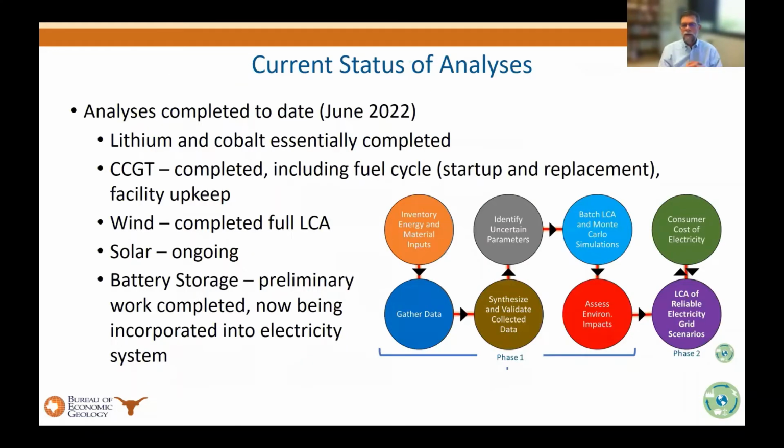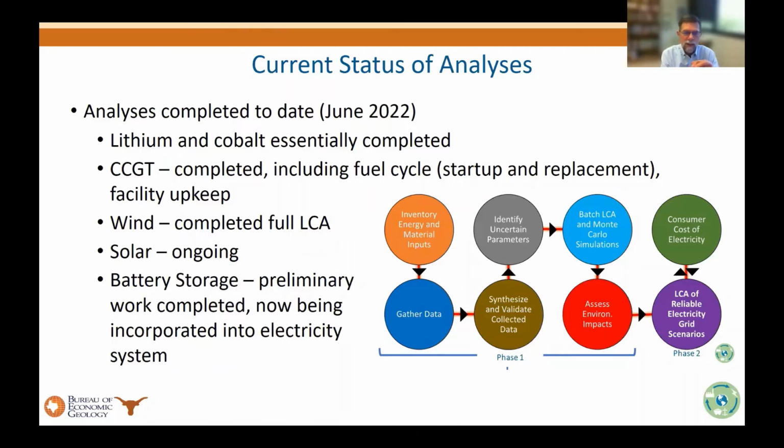So this is an ongoing study where we've been going for about a year, maybe 9 or 10 months. So this is sort of where we are right now today. Sure, it would be great to have it all done, but this takes time. Lithium and cobalt are completed. We had 2 master's students that graduated this spring, and they are now off doing great things.